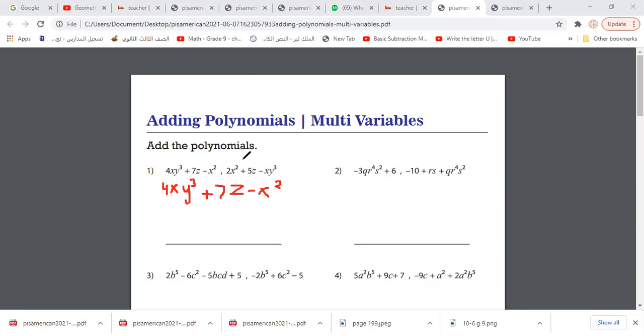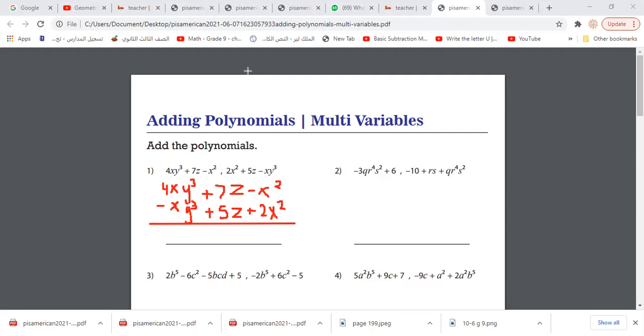Then you will rearrange the second expression according to the first, which means negative xy to the power of 3. I will come and put it under it: xy to the power of 3. And then the second will be plus 5z, and then plus 2x to the power of 2. So this is the second method to simplify, to put them in columns.